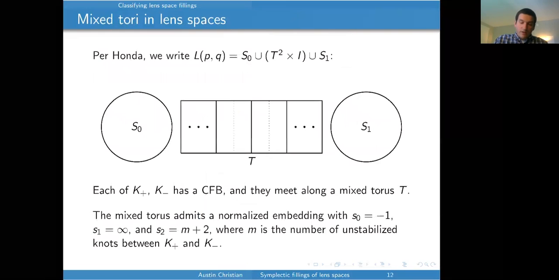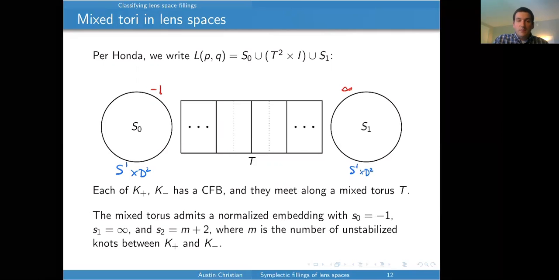So if we can identify this, then we reach back to sort of the details of Honda's classification of tight contact structures on lens spaces. And Honda allows us to write our lens space as a solid torus plus a thickened torus plus a solid torus. So this first solid torus, S0, is tight and has convex boundary with dividing curves of slope -1. The second solid torus, S1, is also tight, convex boundary, and this time the dividing curves have slope infinity.